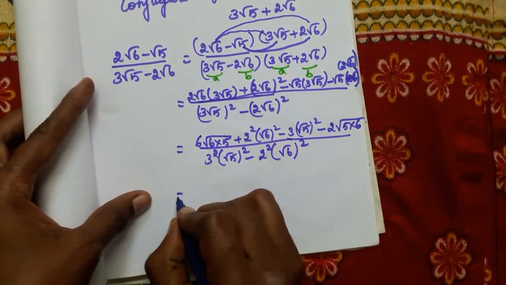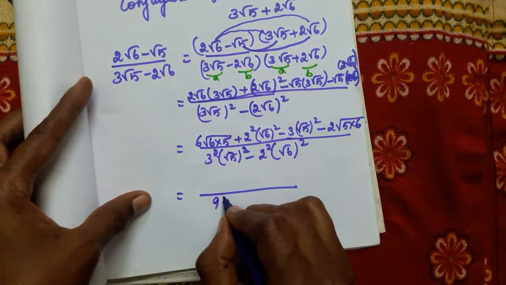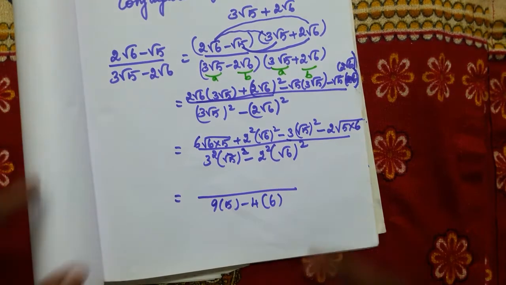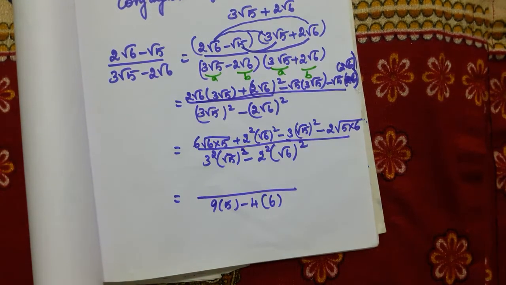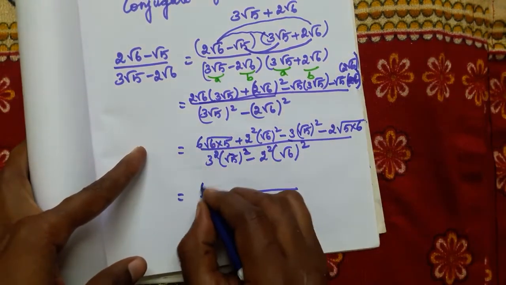So, what are we getting in the denominator? 9 into 5 minus 4 into 6. What are we getting in the numerator? 6 root 30.